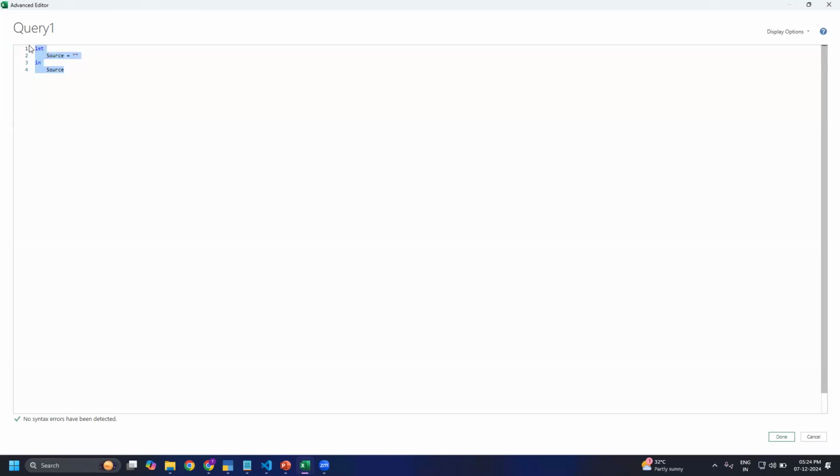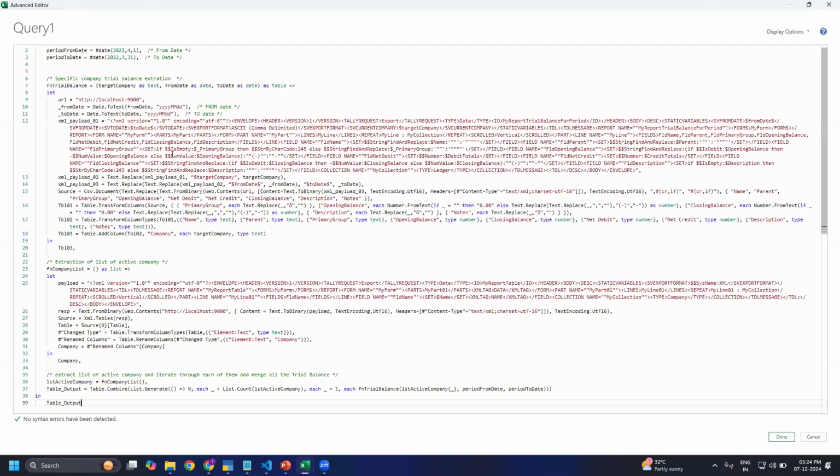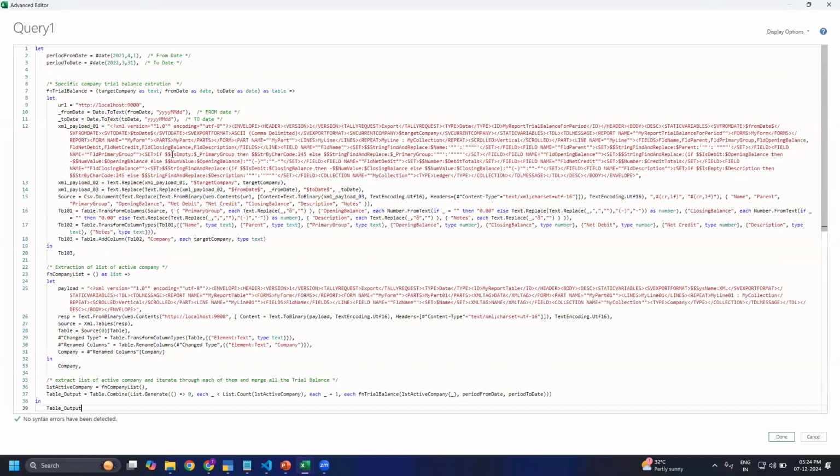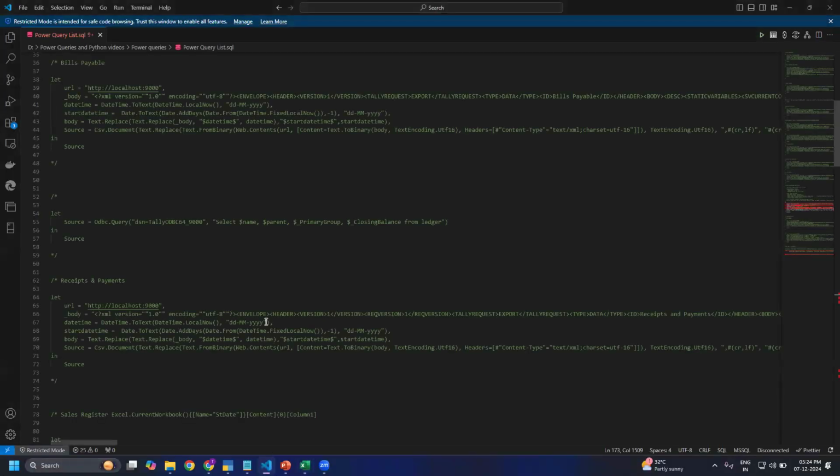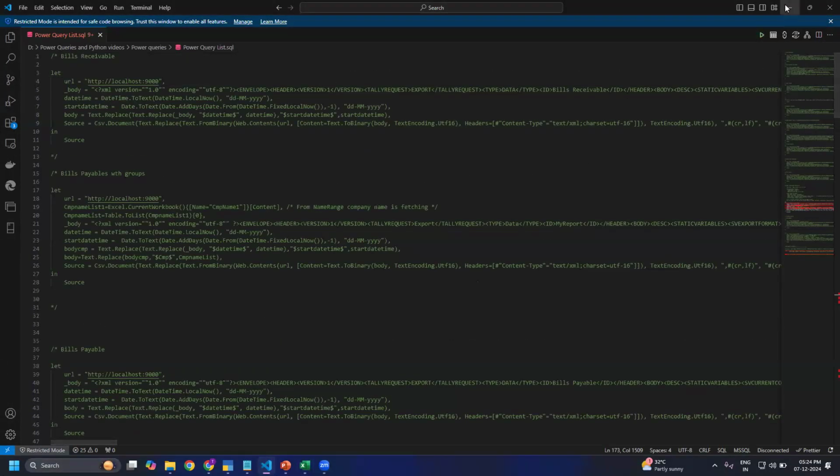I'm erasing this function and I'm pasting the Power Query which I have copied from Notepad. This is how it looks. Again, in the Excel that we share, you'll have the Power Query. You can just copy and paste. Yes, there are a lot of queries. We will give that one.